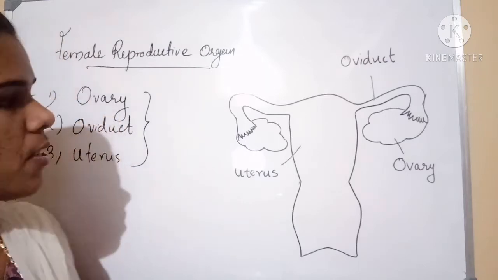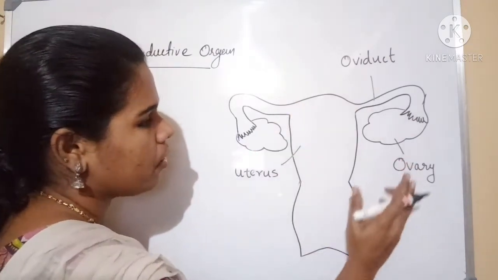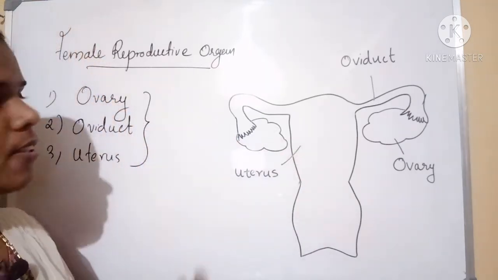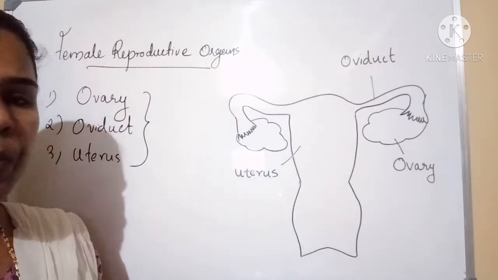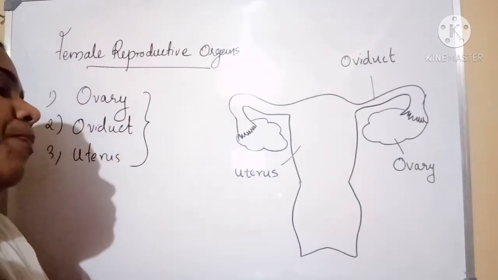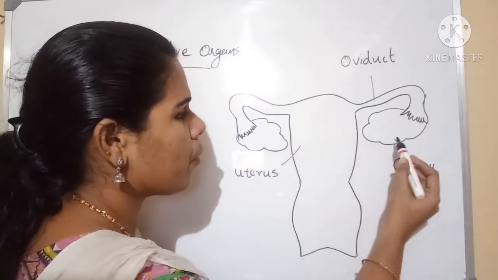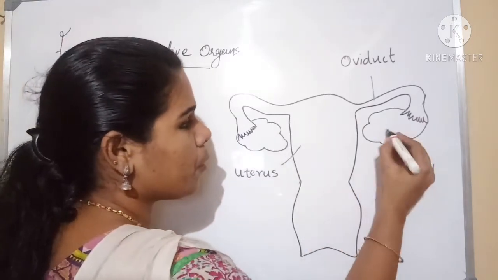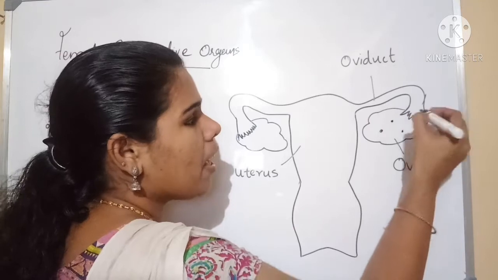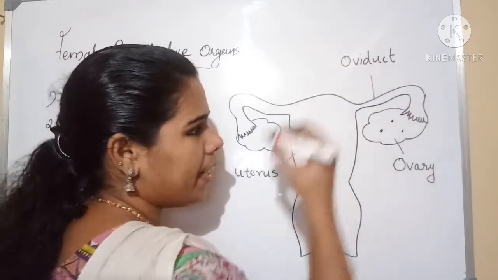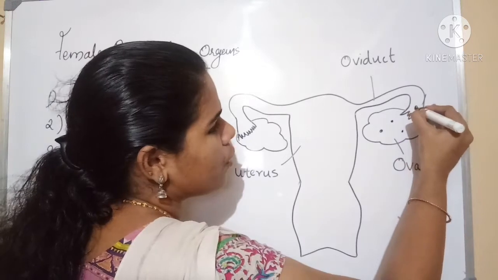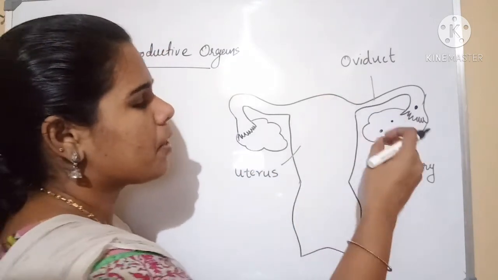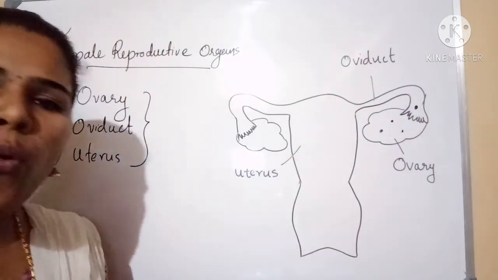First we discuss what function occurs inside the ovary or the female reproductive organs. We know every month any one of the ovary produces a mature ovum and releases it into the oviduct. So every month any one of the ovary releases a mature ovum into the oviduct.